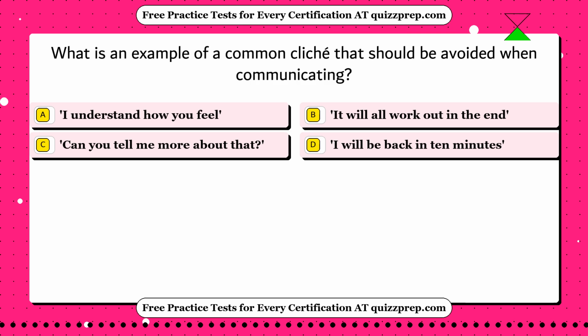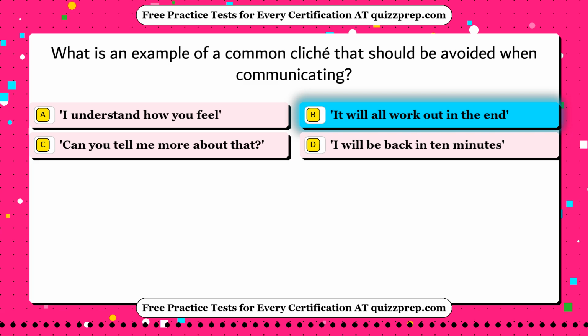Question 7. What is an example of a common cliché that should be avoided when communicating? Option A. I understand how you feel. Option B. It will all work out in the end. Option C. Can you tell me more about that? Option D. I will be back in 10 minutes.